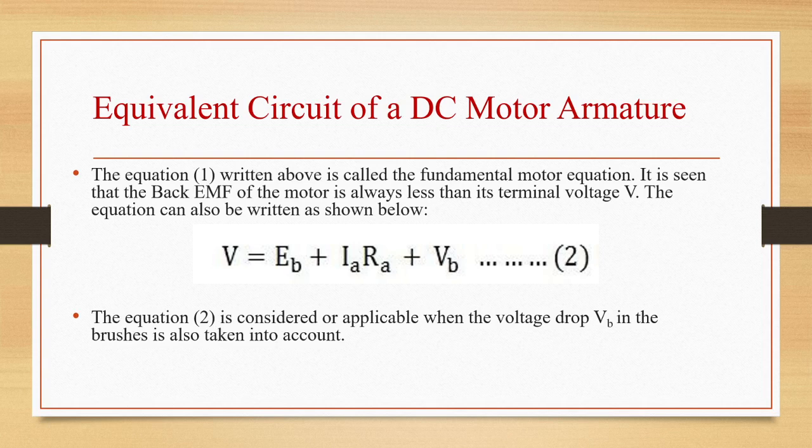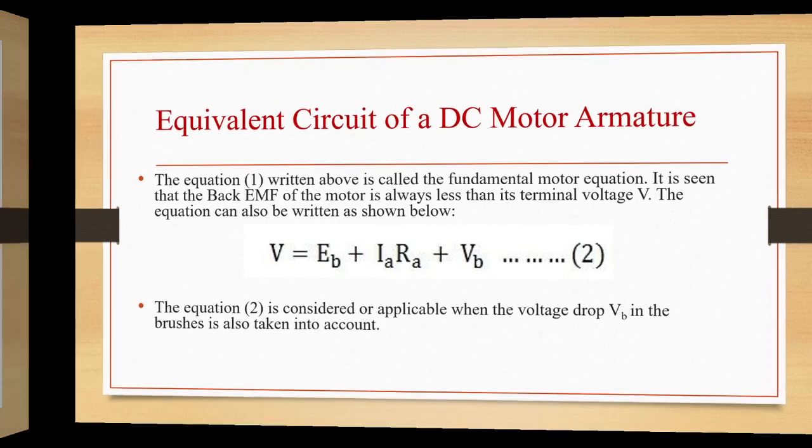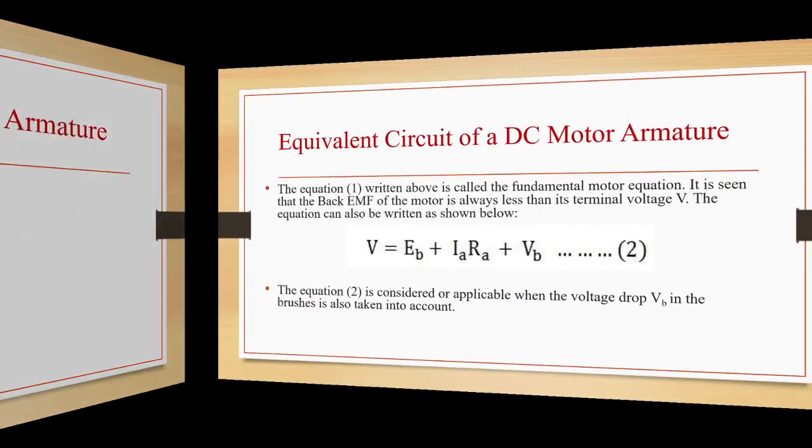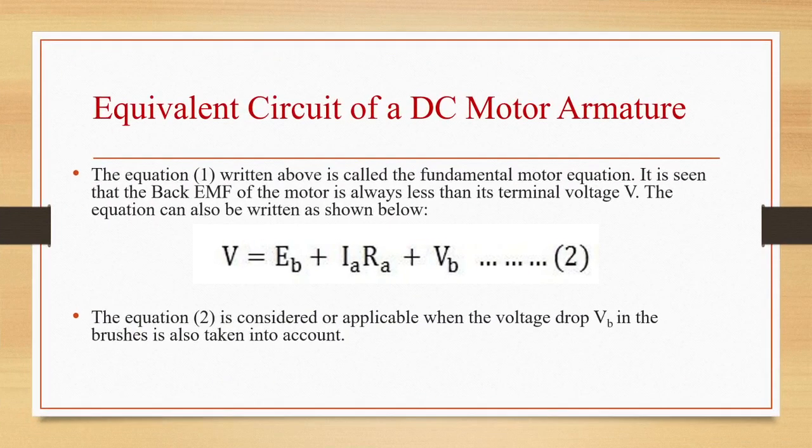Now we can write the equation as V is equal to EB plus IARA plus VB. So what is the difference between the first equation and the second equation, students? Can you guess? In the first equation there was no VB: V is equal to EB plus IARA only. Now in the second equation, V is equal to EB plus IARA plus VB. What is VB here? Voltage drop, or brush contact voltage drop.